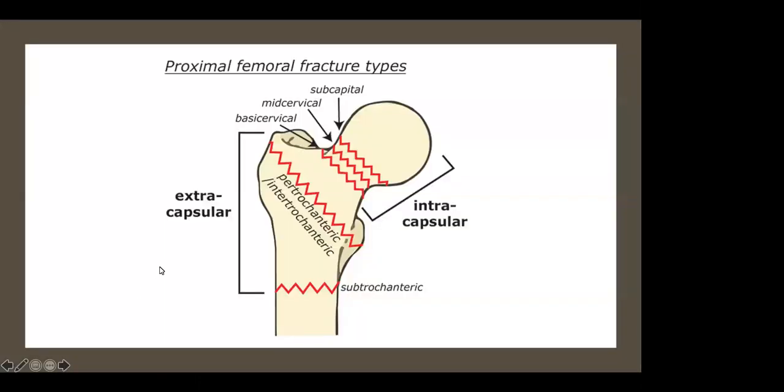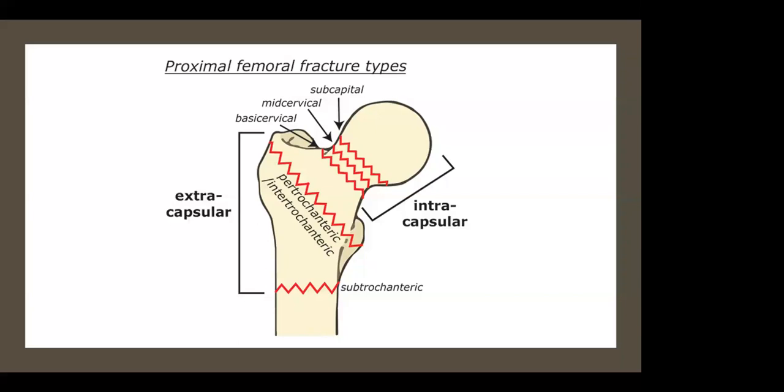Once you're satisfied that there's a fracture, you then need to be able to correctly describe where it is. I personally find these simple schematic representations very helpful in classifying hip fractures. Essentially, what you need to do is be able to identify: is the fracture intracapsular or extracapsular, as that's ultimately going to affect management for the patient.